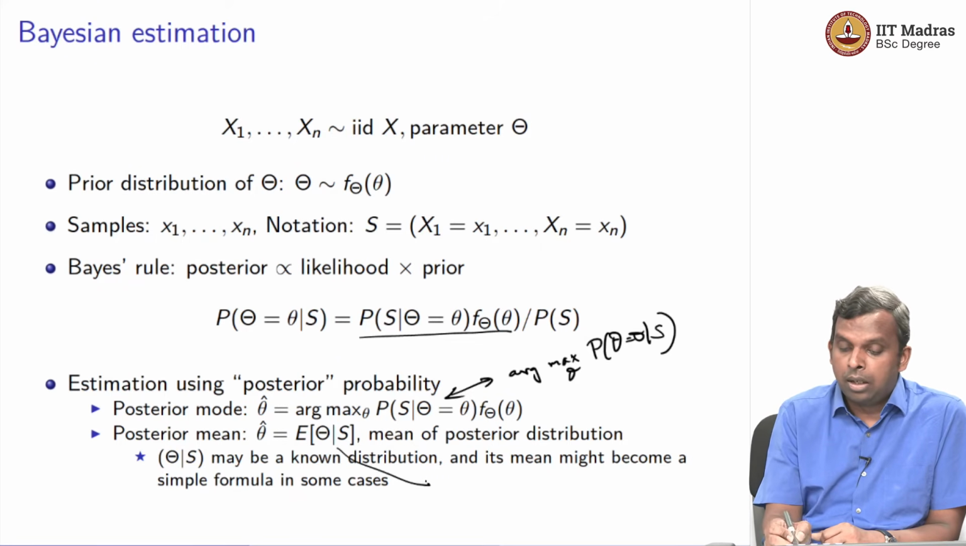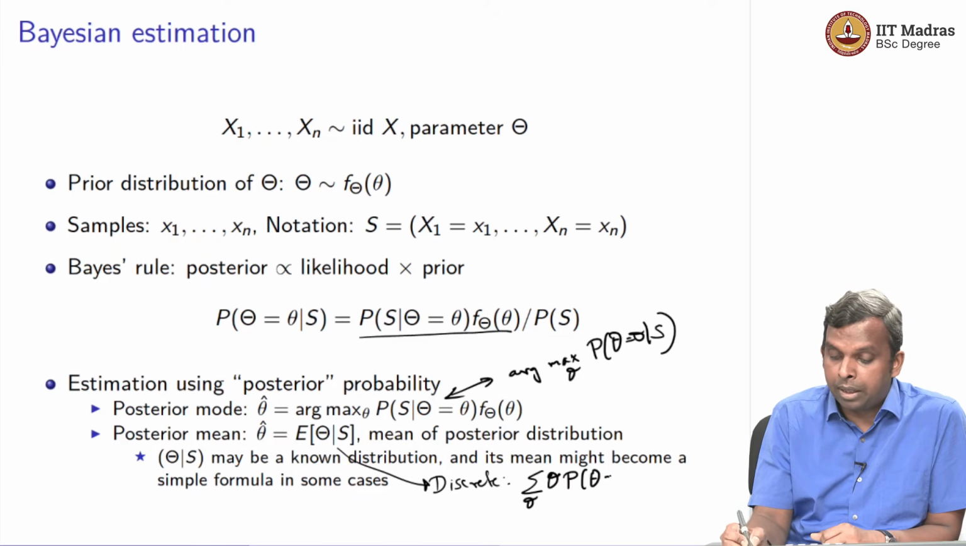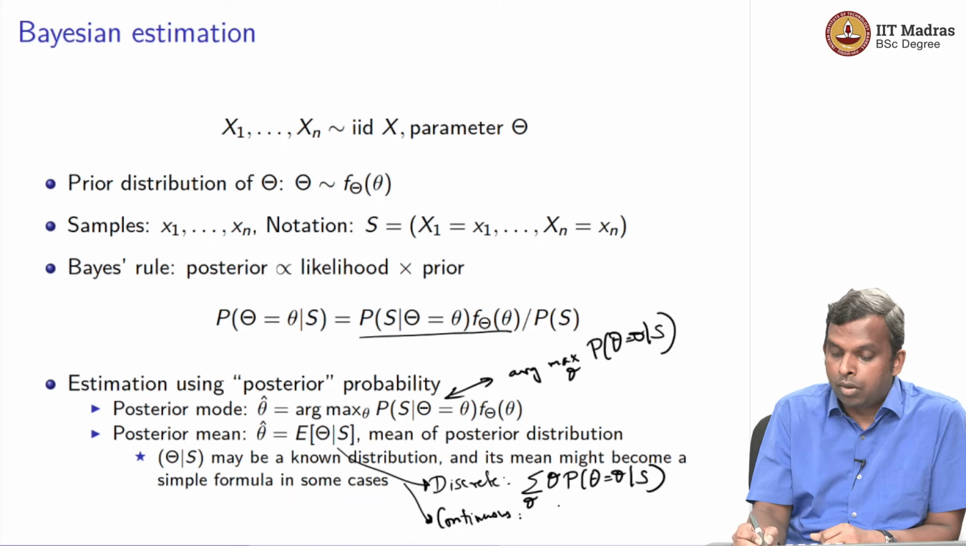Okay, so how do you write it down? If it's in the discrete case, the mean is simply the summation over theta times the probability of capital Theta equals theta given S. So that's what this means in the discrete case. In the continuous case, you'll do an integration. Theta times the probability of... so this will be a density, the posterior density.